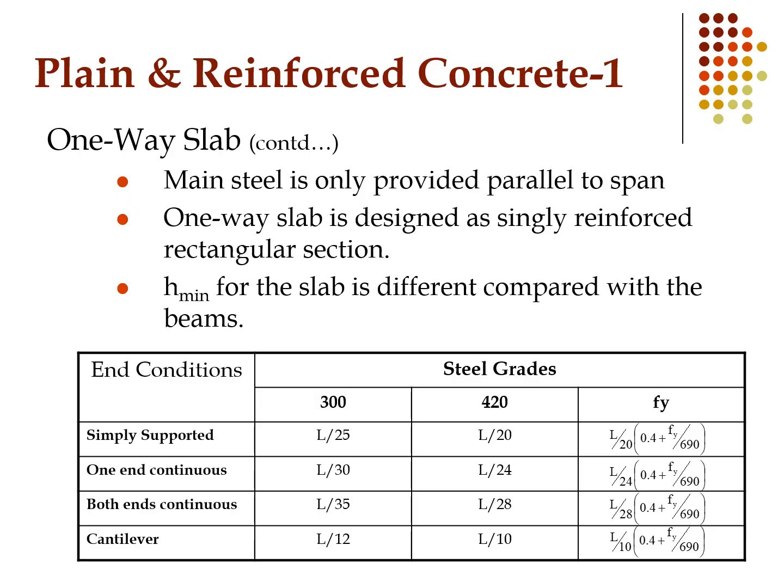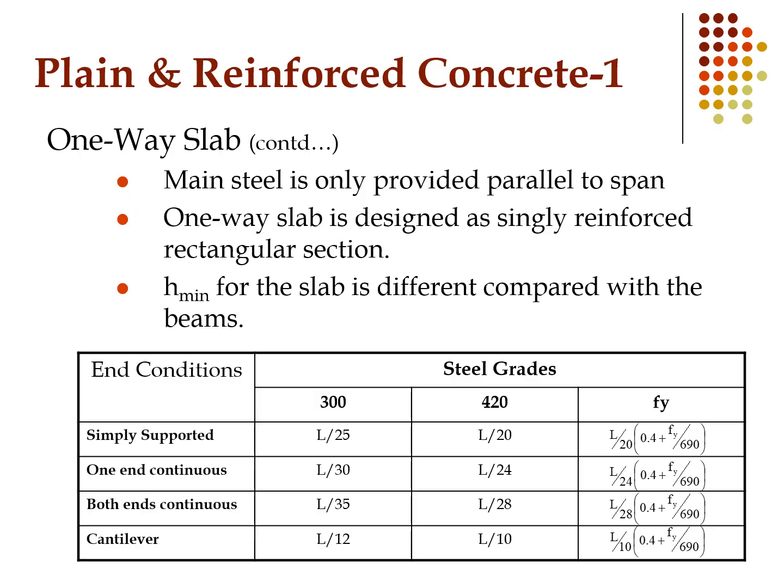A one-way slab is designed as a singly reinforced rectangular section. So h minimum for a slab is different compared with the beam, and this is the table which we got from the ACI. If we have a simply supported span and we are using grade 300, then we will use the minimum slab thickness equal to L by 25. If we are using grade 420, then we will use L by 20.